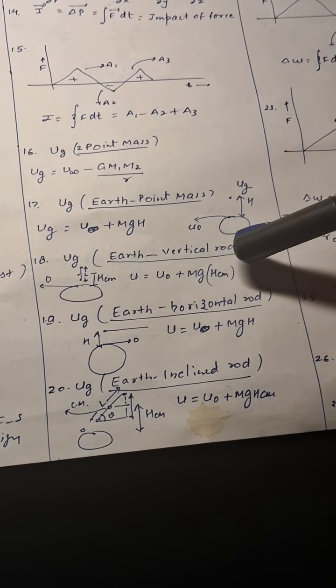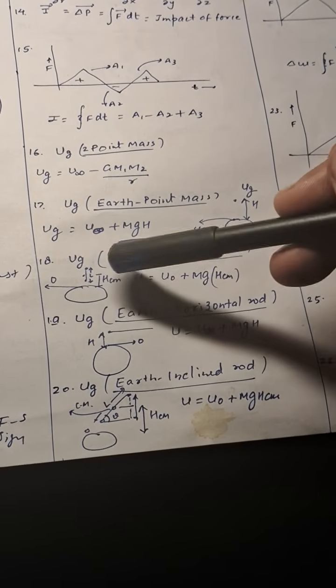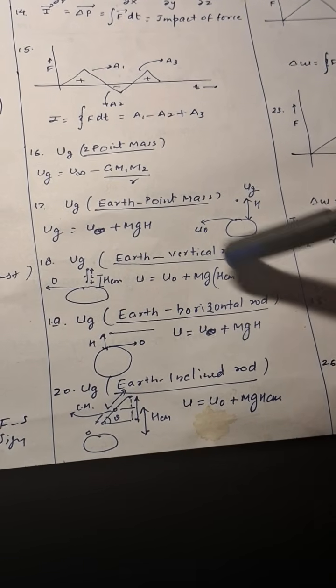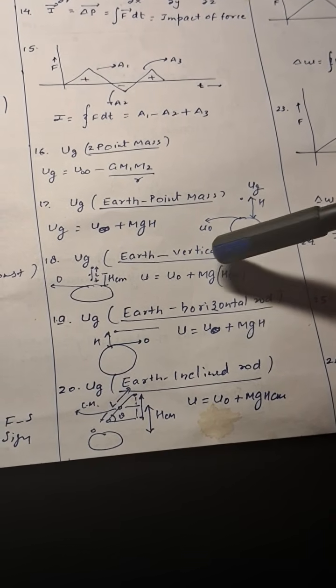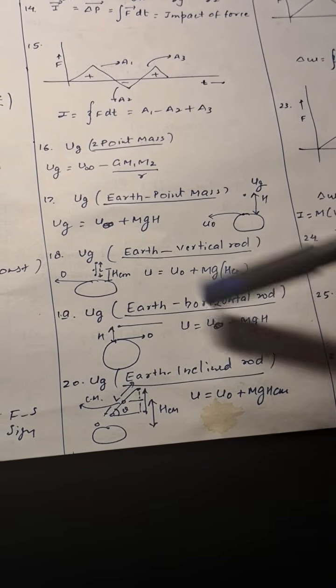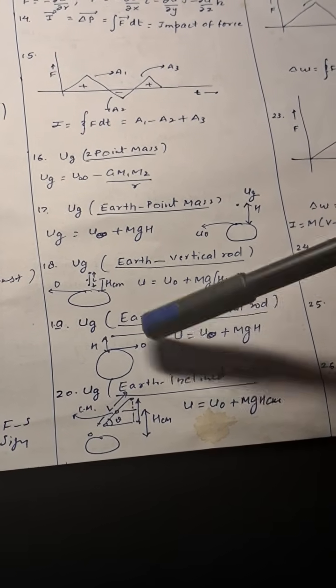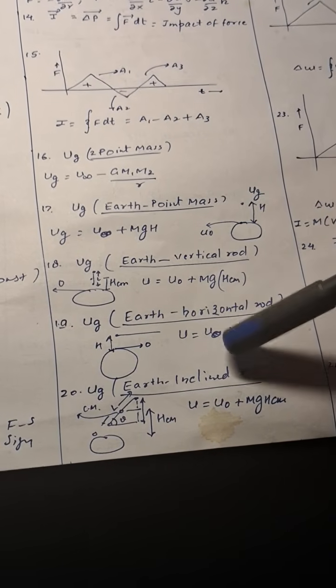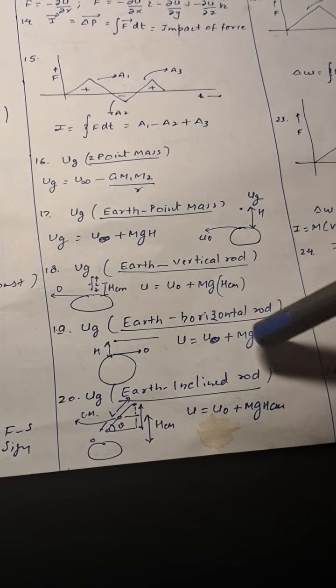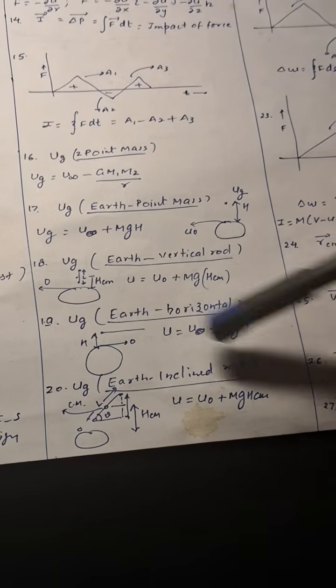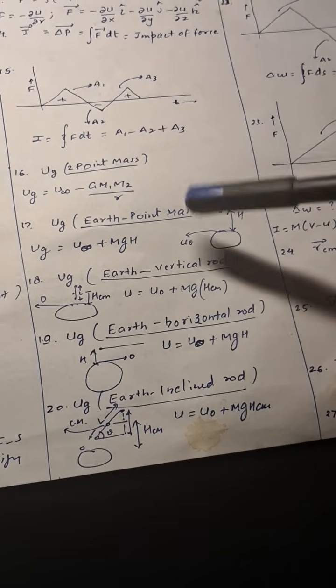Next is earth and vertical load. Suppose there is a vertical load which is kept on earth. So just take the height of the center of mass of the load to calculate the potential energy of earth and vertical load. Then we have earth and horizontal load in the very same way, because every point is at the same height. So take the reference for the height of the center of mass as h. So we can say Ug is U0 plus mgh.